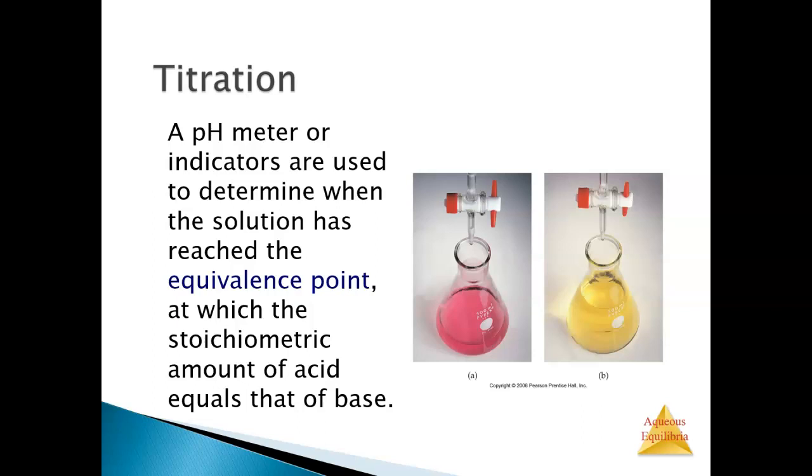You can either use a pH meter to see this, or you could use an indicator. We've done that before, where we're looking for the end point where the indicator changes color. And we want that end point to be just a tiny bit past the equivalence point so that we know we've reached equivalence when we see the color change.